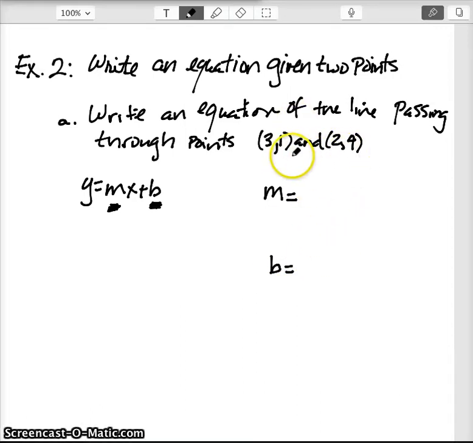So let's look at this first part. I've got (3, 1) and (2, 4). I'm going to do the change in y. So I like to do 4 minus 1 over the change in x, 2 minus 3. And I get that my slope is 3 over negative 1. So my slope is negative 3. That's the first thing. So I can rewrite my equation like that: y = -3x + b.